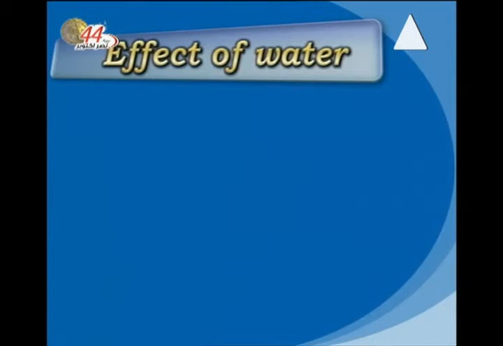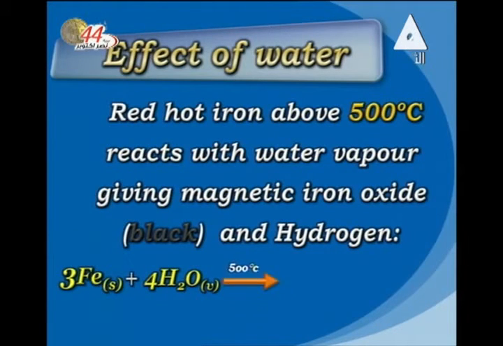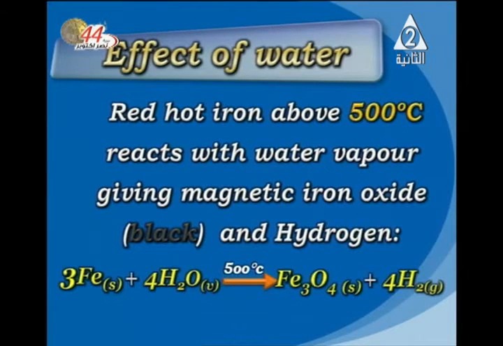The effect of water. Red hot iron above 500 degrees Celsius reacts with water vapor, giving magnetic iron oxide that has black color, and hydrogen gas is released. As the equation on the screen shows, 3Fe plus 4H2O at 500 degrees Celsius gives Fe3O4, magnetic iron oxide, releasing 4 molecules of hydrogen.